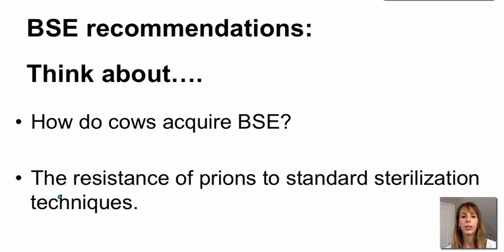I also encourage you to think about the resistance of prions to standard sterilization techniques. So even something like autoclaving is not going to be enough to destroy a prion, which tends to be highly stable. And so that's something to keep in mind if you have an infected animal that dies and you've got this carcass that contains these prion proteins. What could you do to dispose of this animal that's completely going to obliterate the prion proteins?